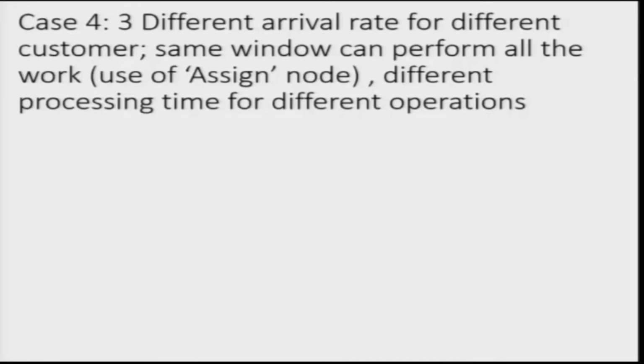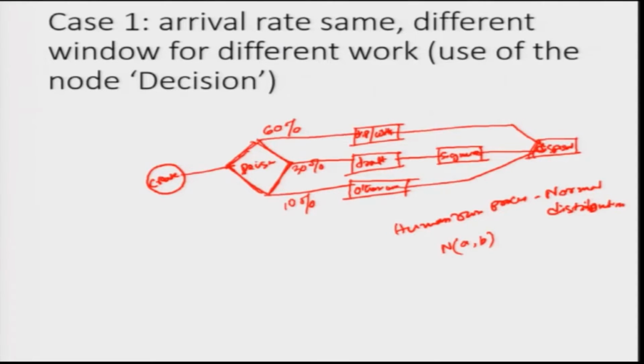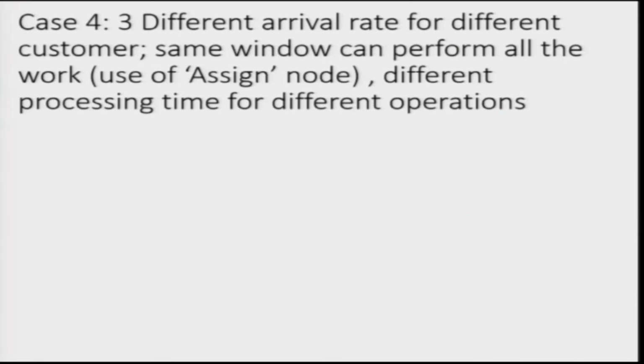So far we have discussed how the decision node can be used to divert the various customers depending upon a probabilistic number, depending upon chance. Second, we have also discussed how the assign node can be used for a particular process, and it can be used for making a decision whether the entity requires a particular process or not.